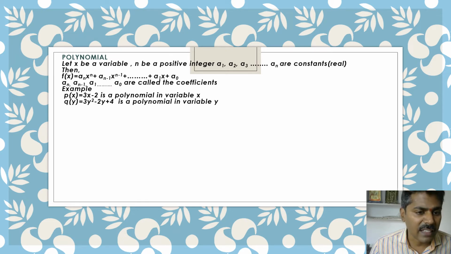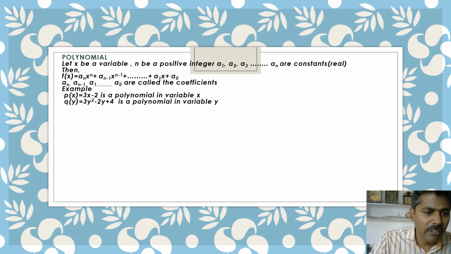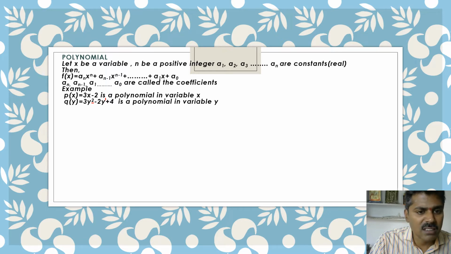And if you go with another example, 3y^2 - 2y + 4, the exponent of y is 2 here, and here the exponent is 1, and here the exponent is 0. So the variable exponent is 0, this is the constant. So it is in the form of 2, 1 and 0. It is in the form of a polynomial. Hence it is a polynomial.